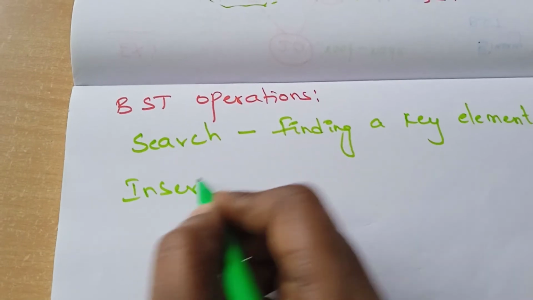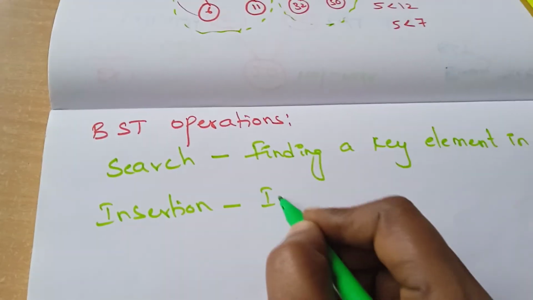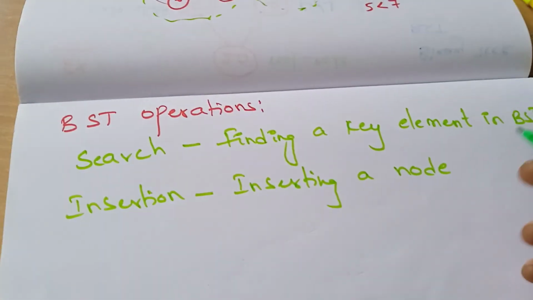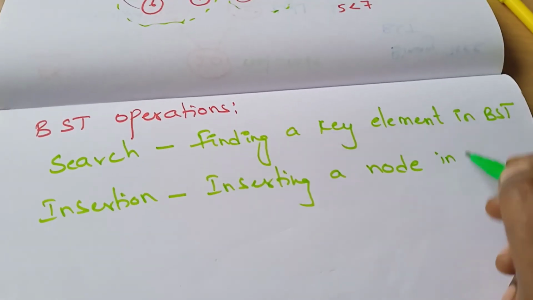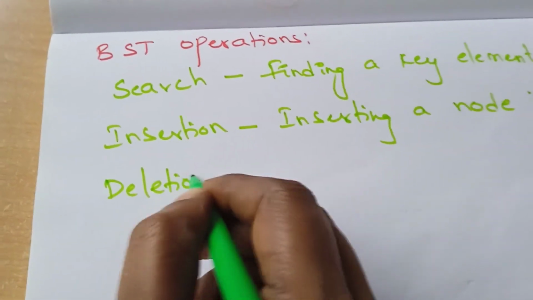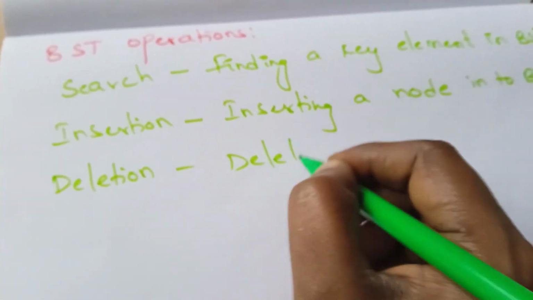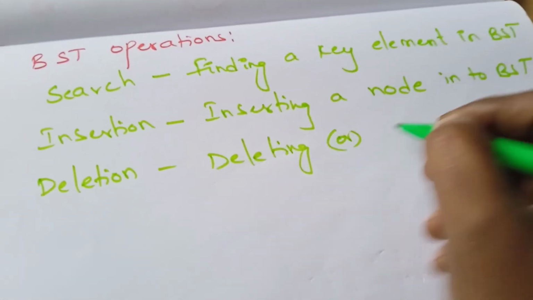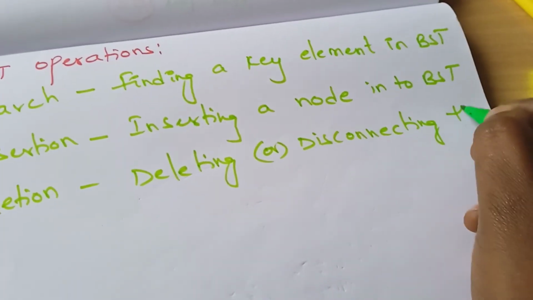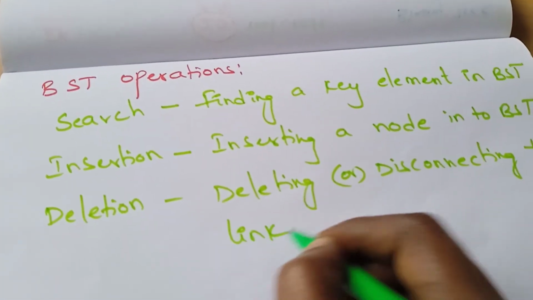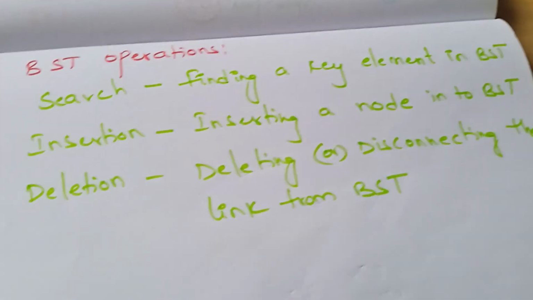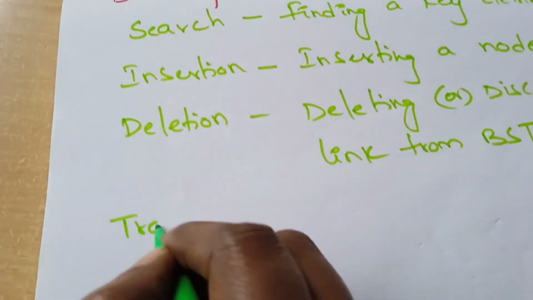And insertion: inserting a node into the binary search tree. Deletion: deleting or disconnecting the link from the binary search tree. Fourth is traversal.